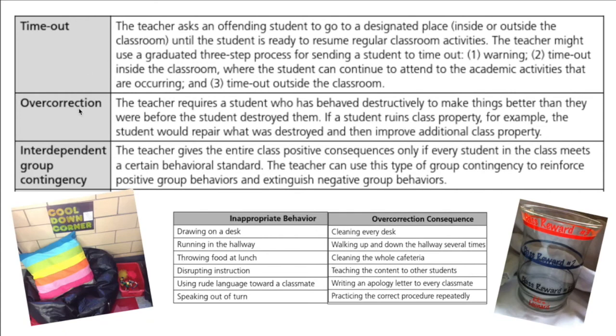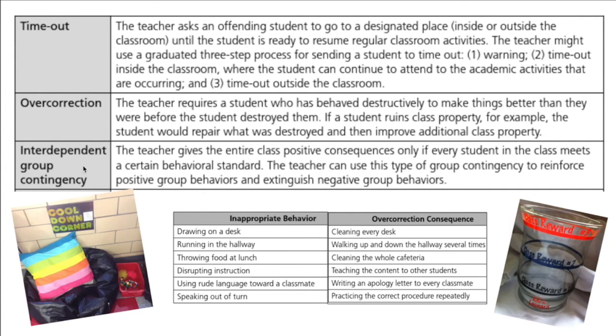There's also overcorrection. This is when we require a student who's behaved destructively, for example, to make things better than they were before the student had the altercation. For example, let's say a student ruins class property. We would ask the student to repair what was destroyed and then improve additional class property.